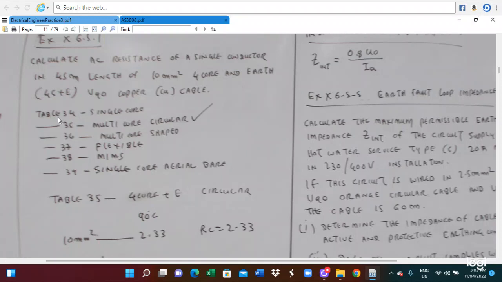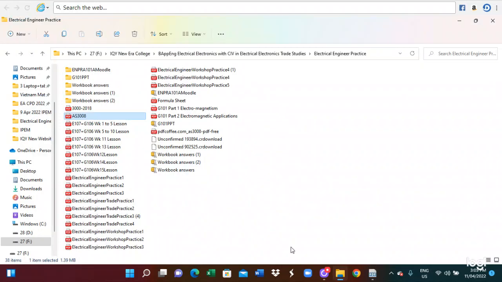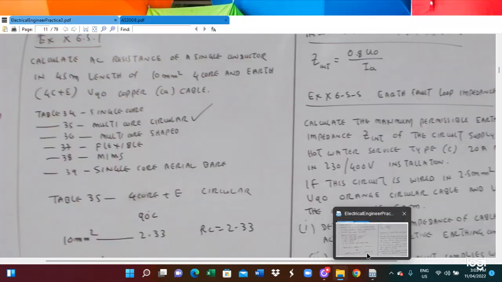In this case, there will be table 34 single core, table 35 multi-core circular shape, table 36 multi-core and shaped conductor, table 37 flexible, table 38 is MIMS, table 39 is single core aerial bare conductor. The problem given is the 4 core and earth, so this is multi-core. So we have to select table 35: 10 millimeter square and 90 degrees centigrade.